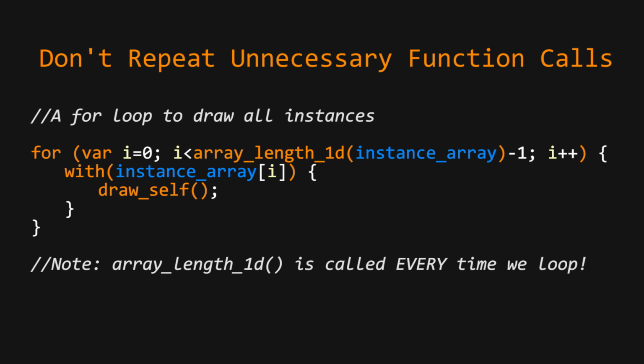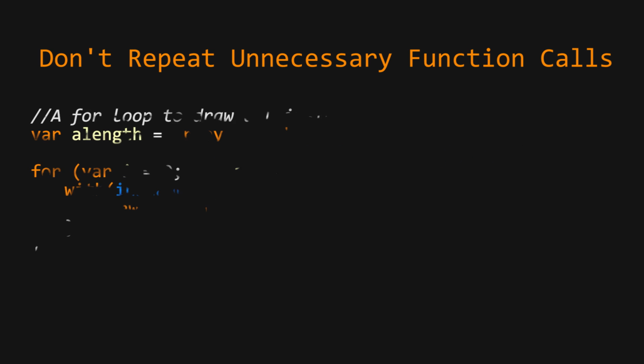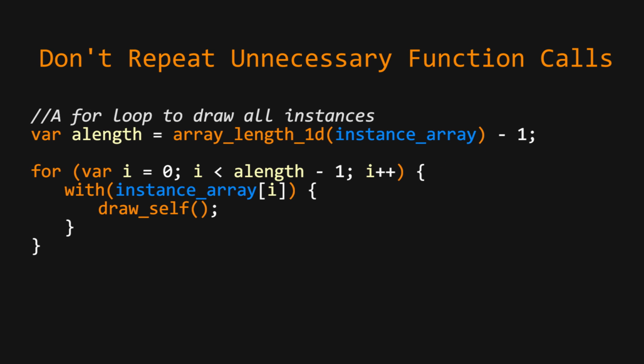So what this basically does is just loop through an instance array and then it has each of them draw themselves. So as we know, every time this loops, i keeps incrementing and we have to check if that condition of i being less than the array length is true. But that means it's performing this function, the array_length_1d function, to get the array length. So again, especially if the loop is big, it's going to be more performant to get this value once, save it in a local variable, and then use that in the loop.